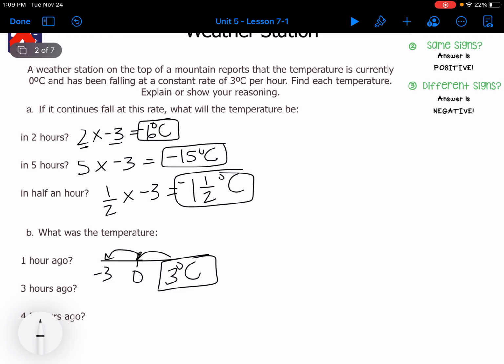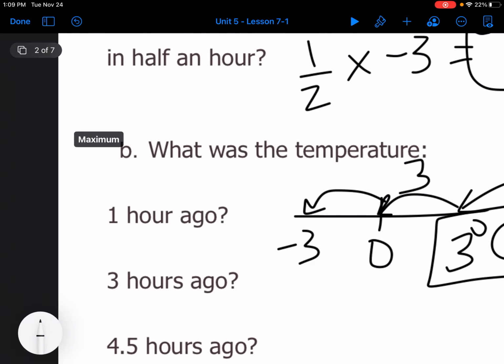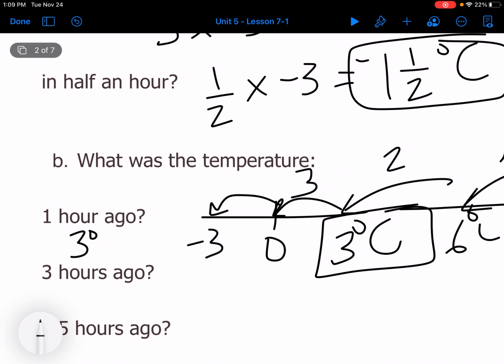3 hours ago, it would be, so that'd be 6 degrees Celsius, and then that would be 9 degrees Celsius, right? Because that would be 1, 2, 3 hours. So this first one would be 3 degrees Celsius. The next one would be 9 degrees Celsius.